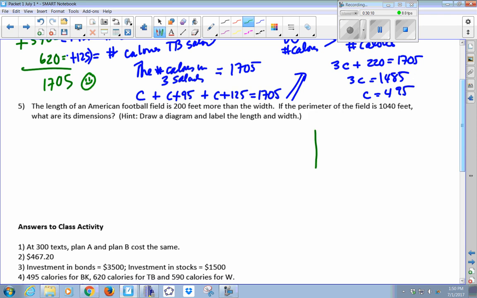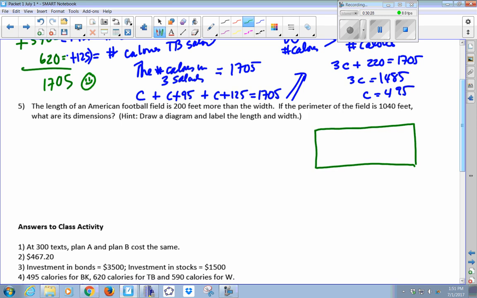So I've got a football field. This is a true thing here. I looked this information up. And notice it's an American football field, which is different than world football, which is what we call soccer. All right. Oh, you got my Boston accent.